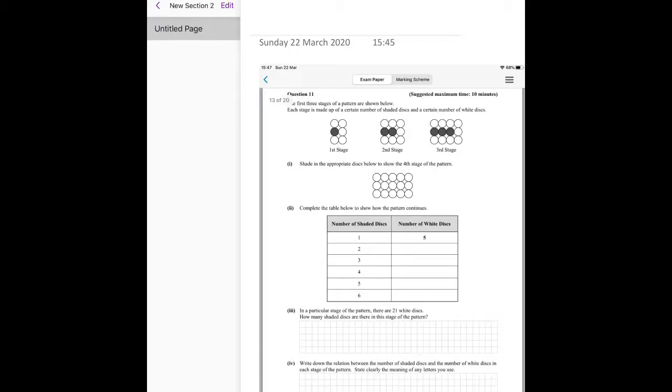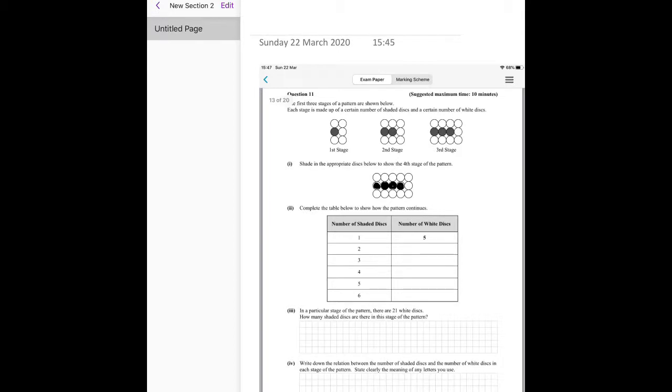First three stages of the pattern are shown below. Each stage is made up of a certain number of shaded discs and a certain number of white discs. So if we now look at our fourth stage, it is going to have 4 black discs, because the first one had 1, the next one had 2, and the third one had 3.